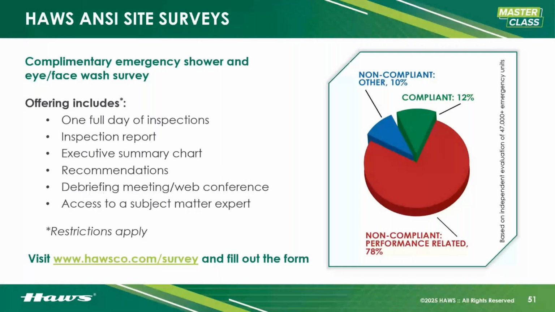These are non-compliant performance-related issues. That's when you see injurious or uneven flow rates, starvation, etc. The 10% on the chart accounts for non-compliant other, and that is any issue not related to performance. That could be missing or incorrect signage, dust covers weren't on the unit, anything like that. Overall, we see only 12% of units are actually fully compliant, so a lot can go wrong when it comes to compliance, but no need to fear, that's what our site surveys are for.